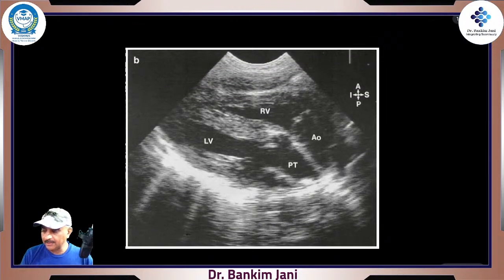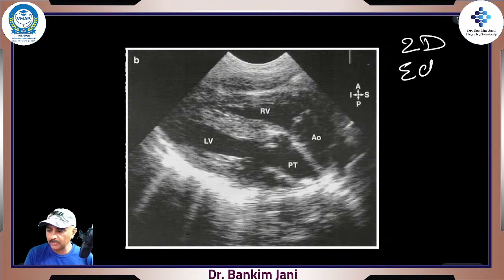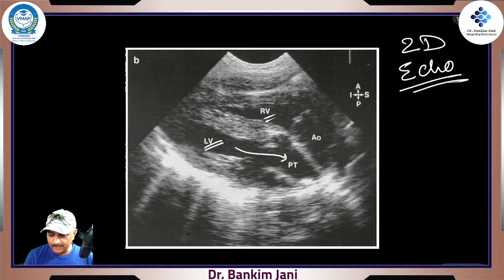See, this is when the 2D echo is done, right? In 2D echo, nothing. Left ventricle is what? PT, pulmonary trunk, right? Right ventricle, right, leading to what? Aorta. So complete TGA, right?